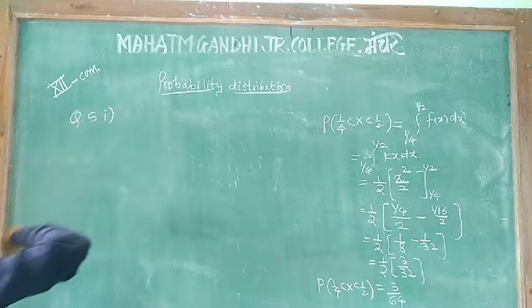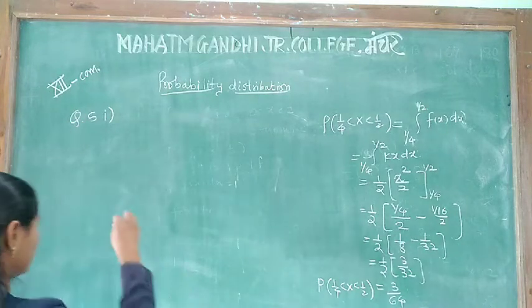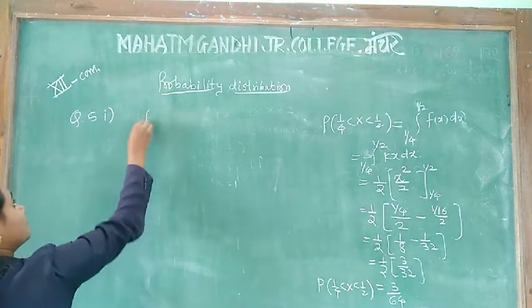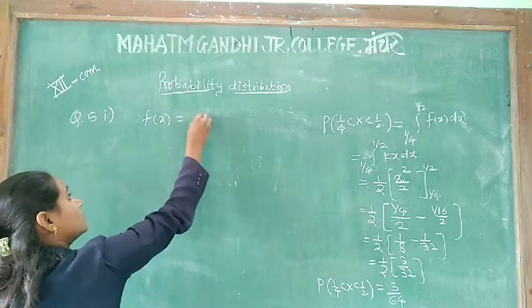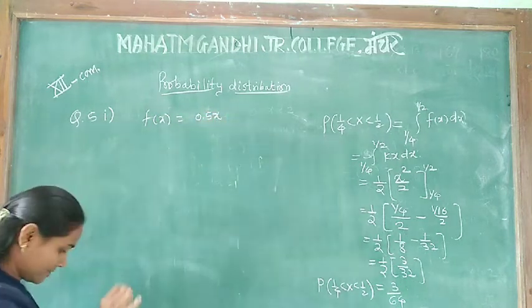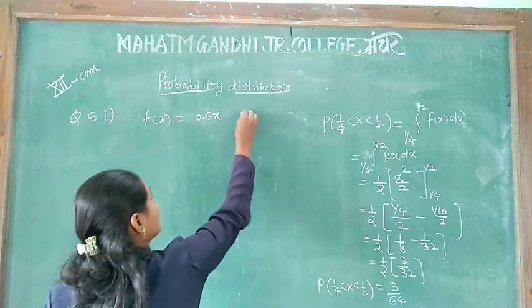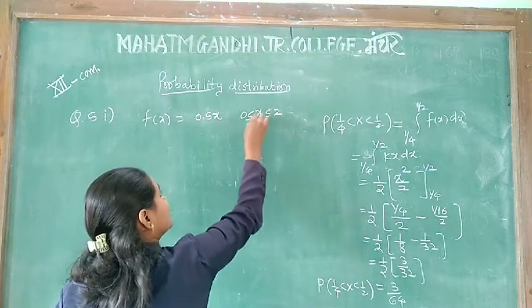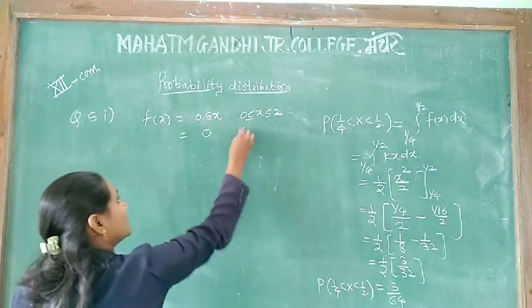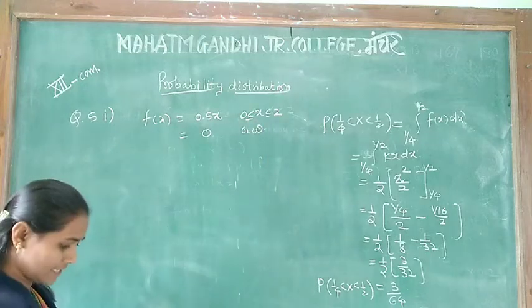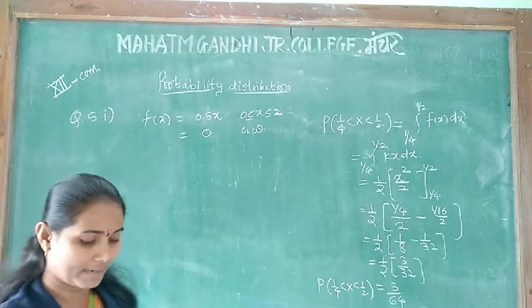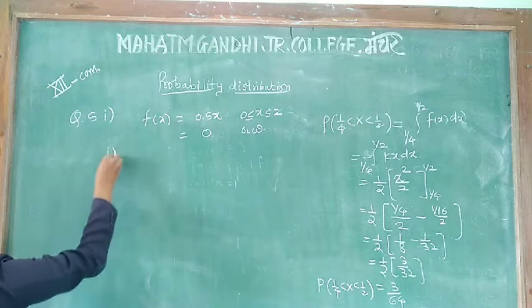Question 5, first part: P of x less than or equal to 1. What is the function here? F of x is equal to 0.5x for 0 less than x less than or equal to 2, and is equal to 0 otherwise. That means here we have to first find the probability of x less than or equal to 1.